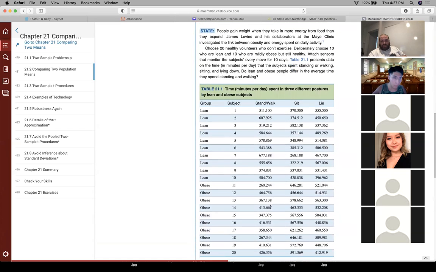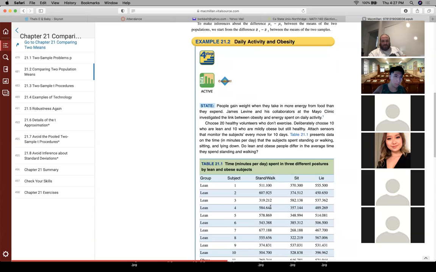This example talks about daily activity and obesity. What a shock. People gain weight when they take in more energy from food than they expend. James Levine and his collaborators at the Mayo Clinic investigated the link between obesity and energy spent on daily activity. They chose 20 healthy volunteers who do not exercise, and deliberately chose 10 who are lean and 10 who are mildly obese but still healthy. They attached sensors that monitor the subjects' every move for 10 days. This table presents data on the time in minutes per day that the subjects spent standing or walking, sitting, and lying down. And the question is, do lean and obese people differ in the average time that they spend standing and walking?